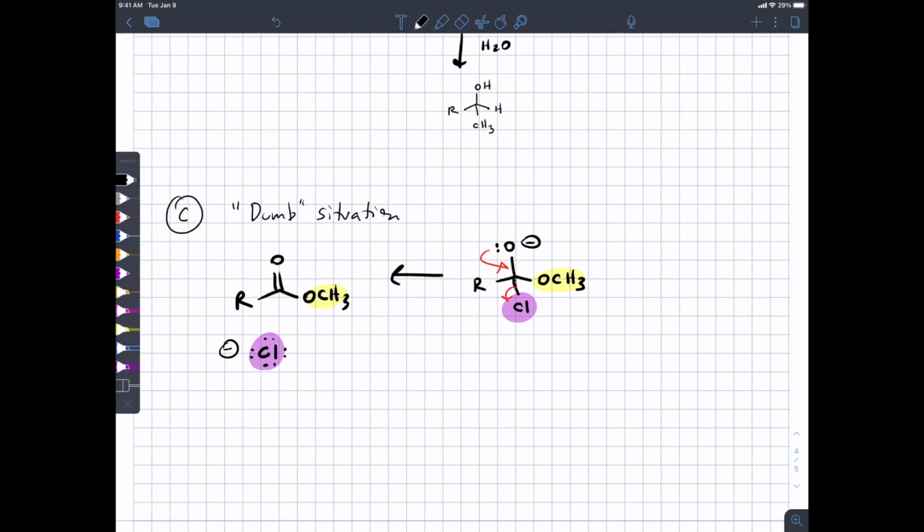Later on, you're going to see the text say something like, you can't synthesize an acid chloride directly from an ester. This is why.